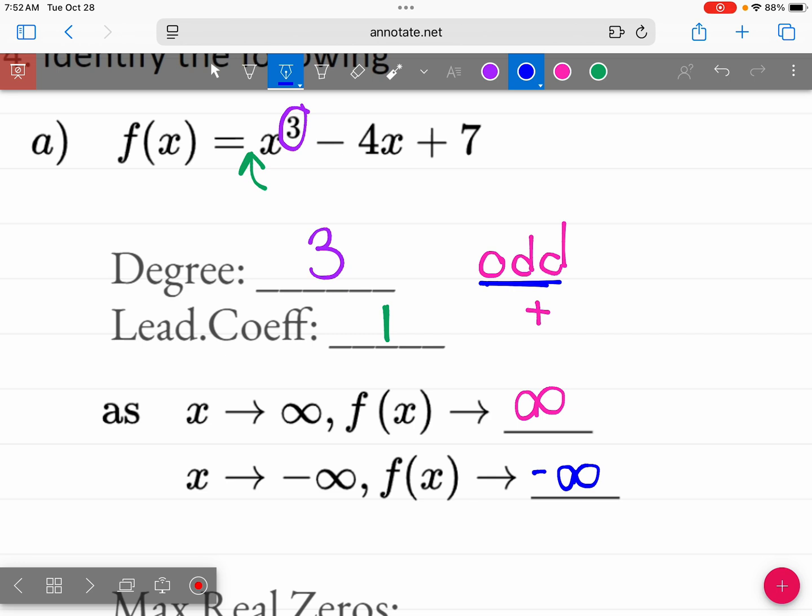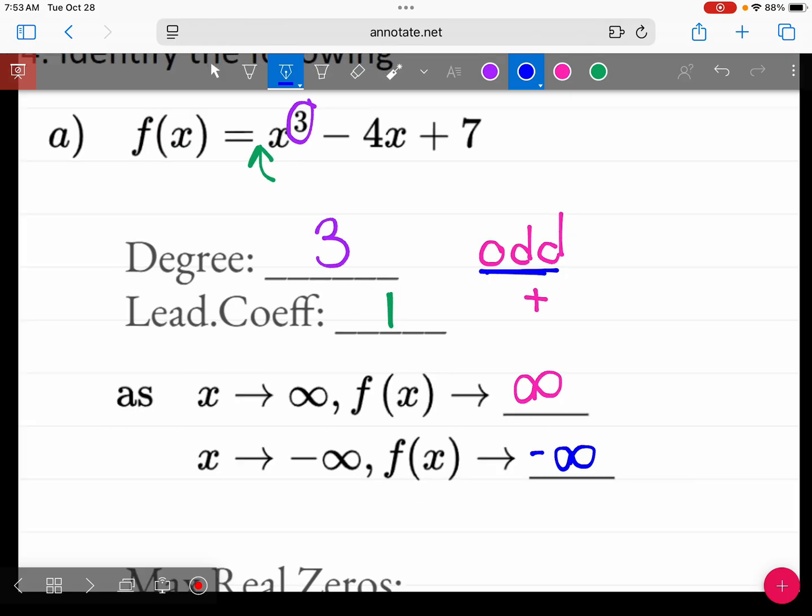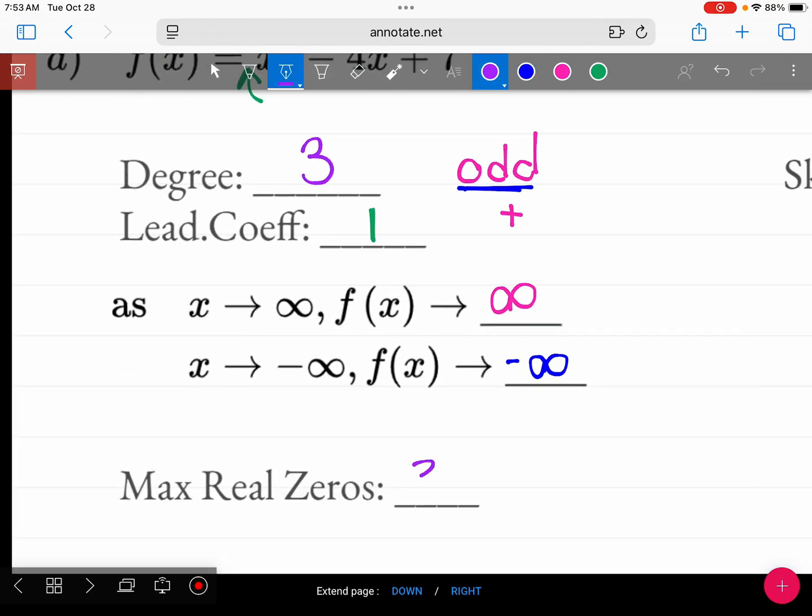What is the most number of zeros this function can have? We mentioned it briefly yesterday. 3. It's our degree. This one can have, at most, 3 real zeros. It could have just 1. It could have 2. It could have 3. It cannot have 4 real zeros. It can't have 4 solutions. Our degree is always going to tell us the most it can have. It's not that it does have 3 zeros, it could have that many. Okay.